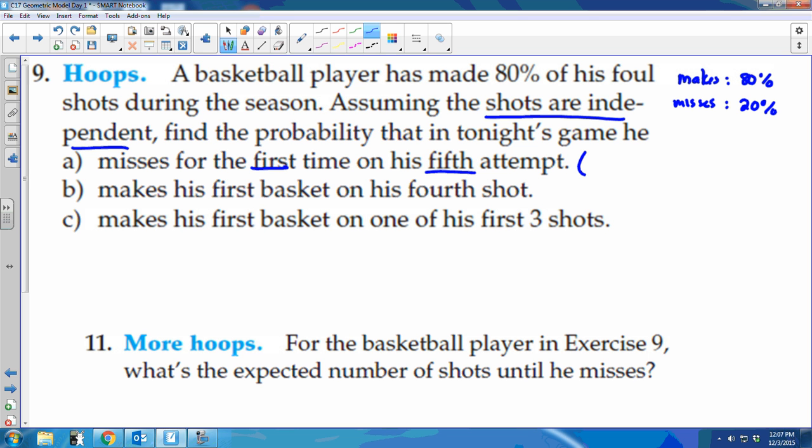You miss for the first time on the 5th attempt. So that means you make 4, and then you miss 1. I'm not going to calculate that at the moment because I don't want to type it on my calculator, but we could do that, right?